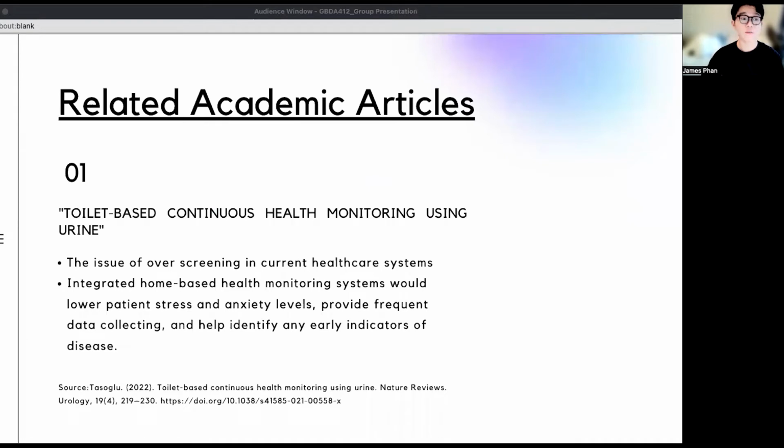So moving on to our first paper, it's called The Toilet-Based Continuous Health Monitoring Using Urine. It discusses the issues of overscreening in current health systems, due to the implementation of medical diagnostic tests in general being expensive and requiring lots of samples. Integrated home-based health monitoring devices would reduce stress and anxiety levels to detect any early signs of diseases from patients and offer frequent data collection and statistically significant trends and deviation.